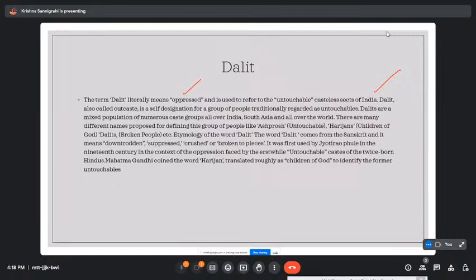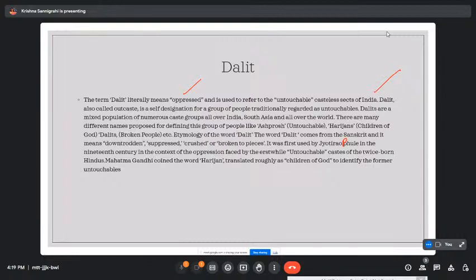There are many different names proposed for defining this group, like Ashprosh, untouchable, Harijans, children of God, as we know Gandhiji said, Dalits, broken people, etc. So the etymology of the word Dalit: the word Dalit comes from the Sanskrit and it means downtrodden, suppressed, crushed or broken to pieces. It was first used by Mahatma Jyotirao Phule in the 19th century in the context of the oppression faced by the erstwhile untouchable castes of the twice born Hindus.